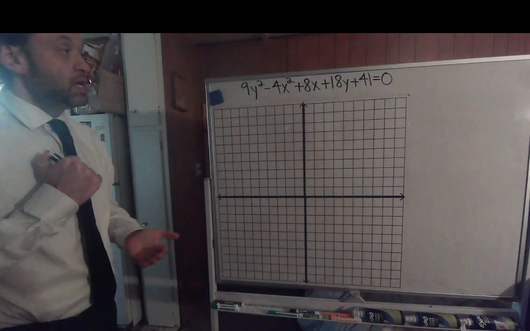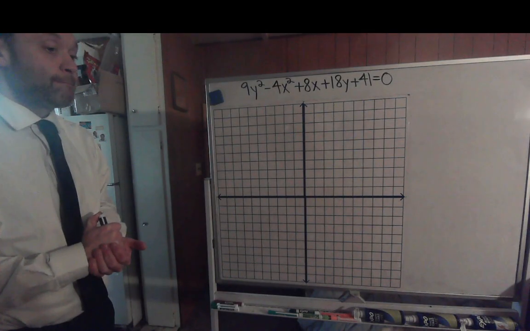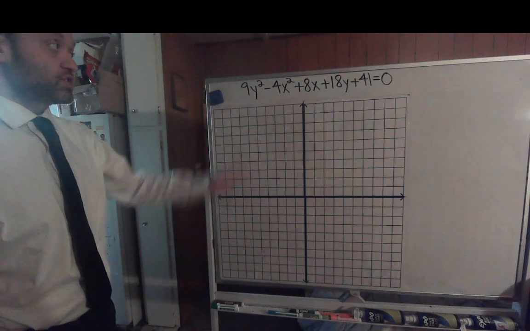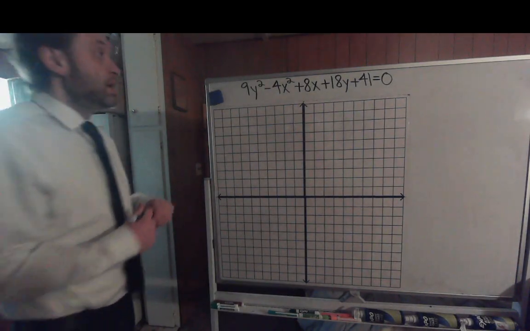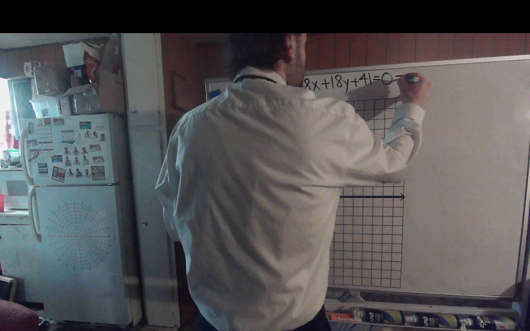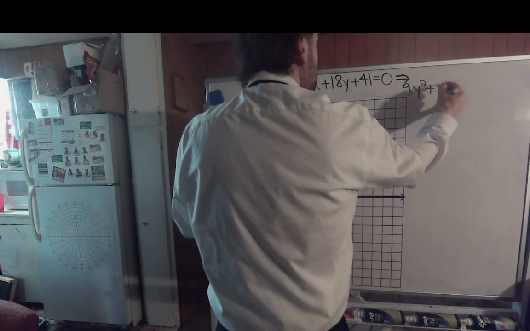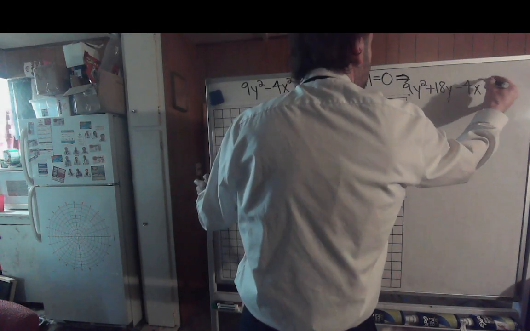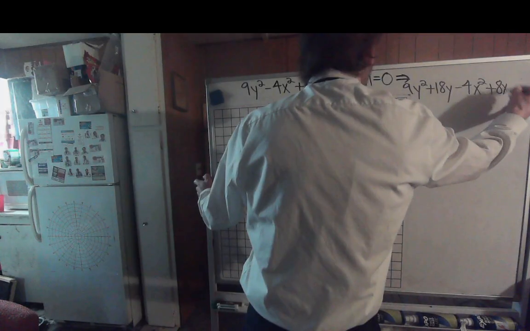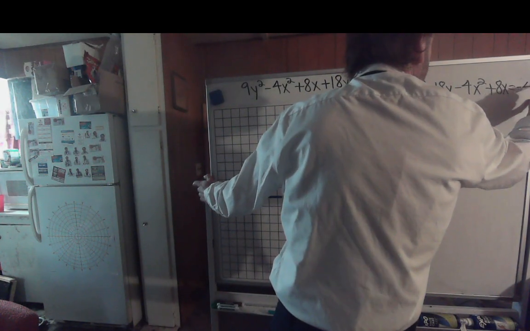Okay, well, this is the equation of a hyperbola, but we're going to have to go through completing the square again to get it into a form that we can actually use to graph this. So let's go ahead and start making those transformations. Start by getting your variables together. So this would become 9y squared plus 18y minus 4x squared plus 8x equals, now get that 41 out of the left side, this would equal -41.